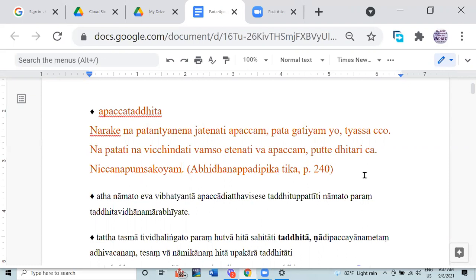According to this sub-commentary on the Abhidhānappadīpikā, and according to Moggallāna, it has three genders, like an adjective. So this abhaja taddhita is about lineage and descendants.